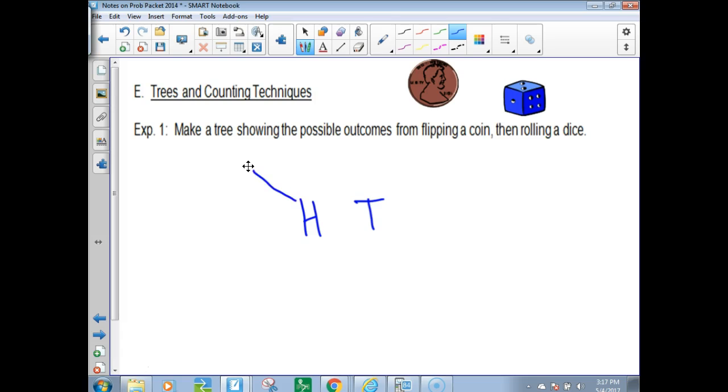You get a head and a 1, a head and a 2, a head and a 3, a head and a 4, a head and a 5, or a head and a 6. Then you can go to the other side and get a tail and a 1, tail and a 2, tail and a 3, tail and a 4, etc.